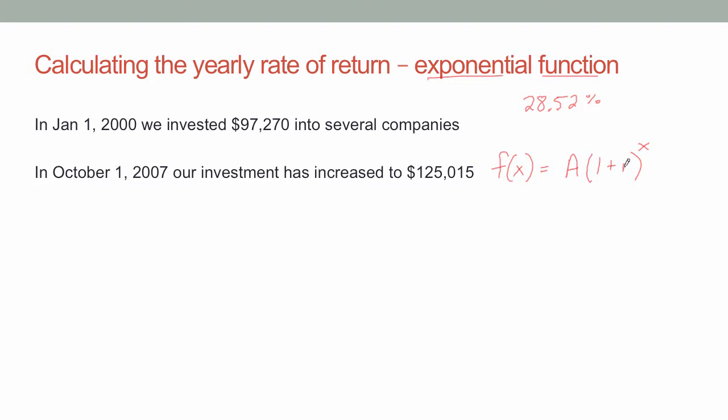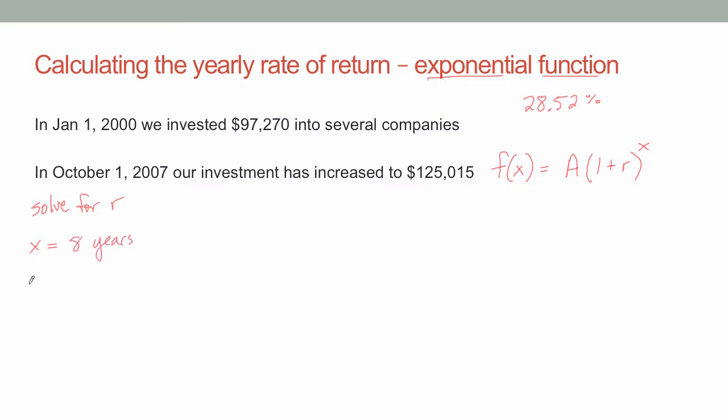Let me switch colors here. It froze up, won't let me do it. All right, so we're going to try and solve for the rate, right? We want to know the yearly rate. So let's solve for r. We do know that x, the amount of time, how many times are we compounding year by year? Well, we're going to do it for 8 years. January 1st to October 1st, that's almost 8 years. Let's say just that's an 8-year growth period.